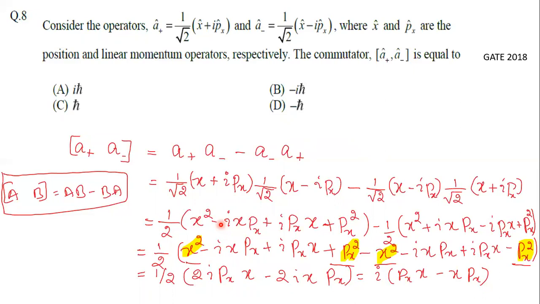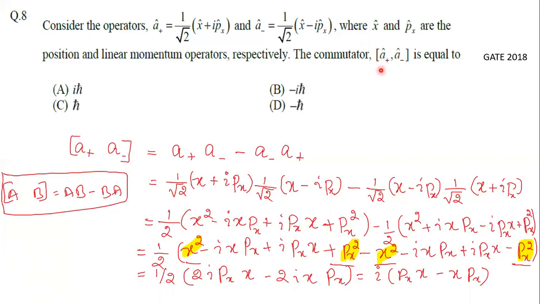The other question here is this. Here we are given two operators, a plus and a minus. The a plus operator is defined like this: a plus is equal to 1 by root 2 times (x plus i px), and the a minus operator is equal to 1 by root 2 times (x minus i px), where x and px are the position and linear momentum operators. The commutator of a plus and a minus is equal to? This could also be your rising and lowering operator.